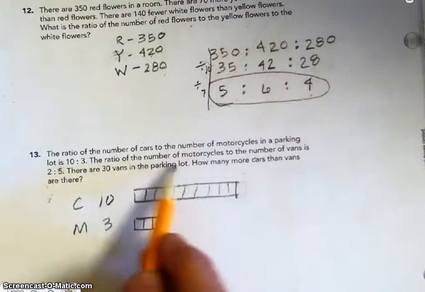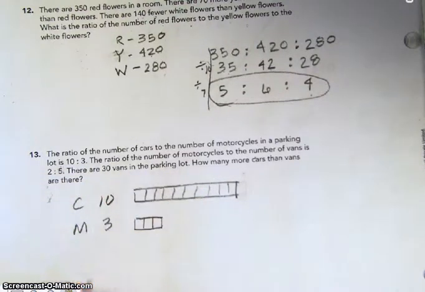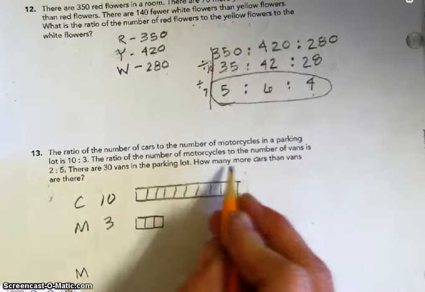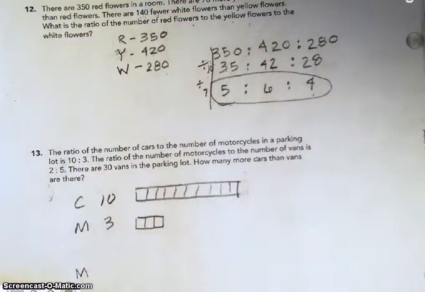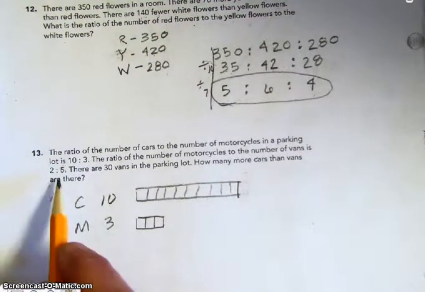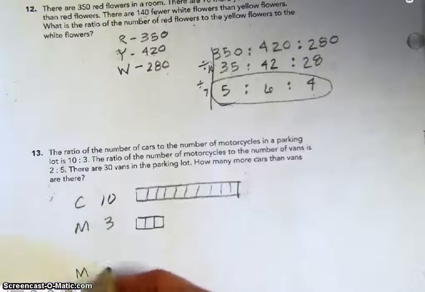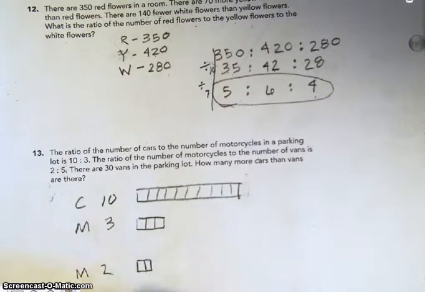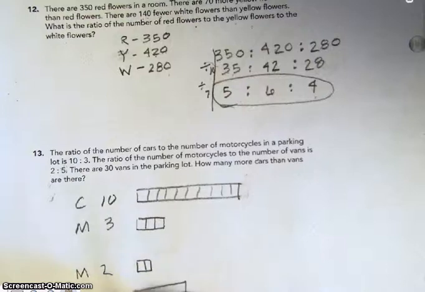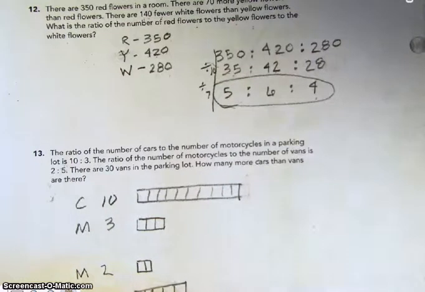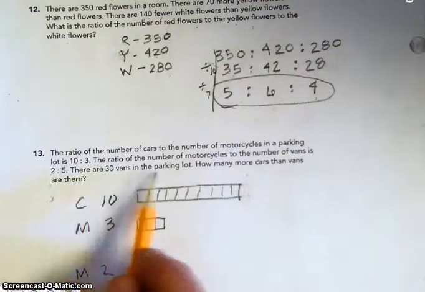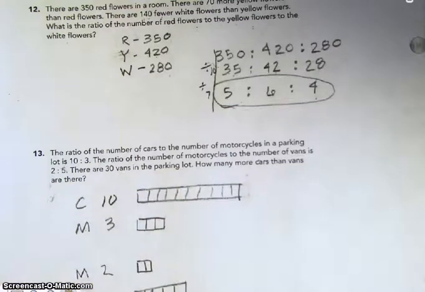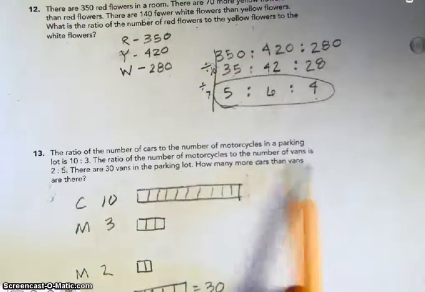The ratio of the number of motorcycles, so we're talking about motorcycles again on our next ratio, to the number of vans, oh, we don't have a van, so let's make a new van down here for this ratio, is 2 to 5. Motorcycles are 2, vans are 5. So we draw our boxes here, and 5: 2, 3, 4. Perfect. There are 30 vans in the parking lot. Okay, so not only do we have a ratio for our vans, we know it equals 30 vans. How many more cars than vans are there?